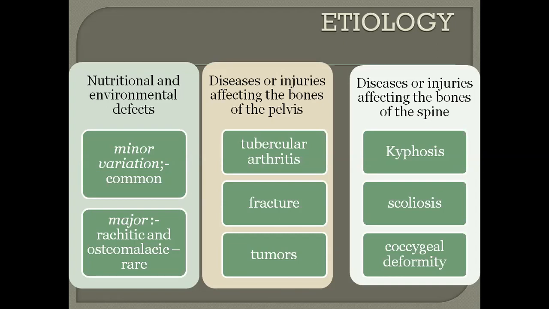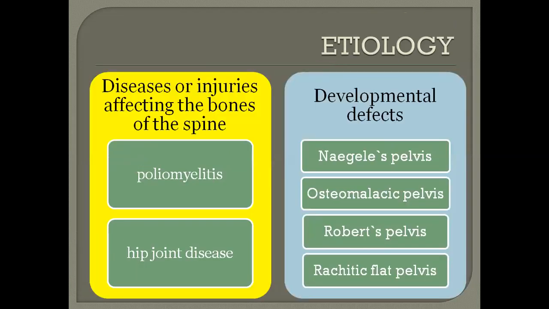The pelvis may not be normal due to any associated diseases or any injuries like arthritis, fracture or tumors. Then the diseases or injuries that affect the bones of the spine, due to kyphosis, scoliosis or some coxial deformity, and poliomyelitis or hip joint disease. Okay. Now the developmental defects means during the developmental period, due to some defects, the pelvis has deformed. That is Naegele's pelvis, Robert's pelvis, osteomalacic pelvis and rachitic flat pelvis. All this will be dealt with in the next slides.